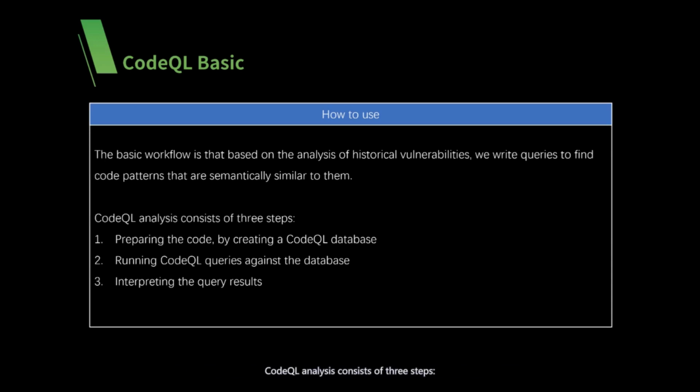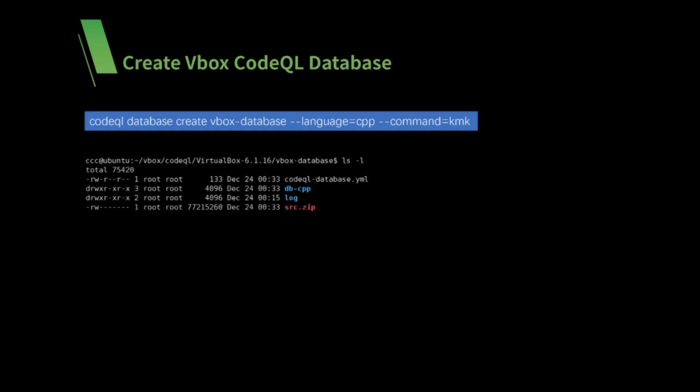CodeQL analysis consists of 3 steps: first, preparing the code by creating a CodeQL database; second, running CodeQL queries against the database; third, interpreting the query results. For example, as shown in the figure, this is creating a CodeQL database of VirtualBox.